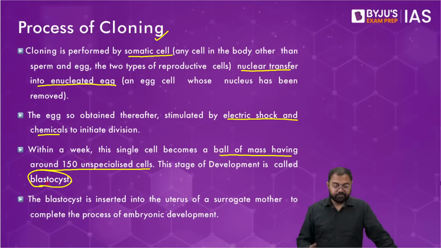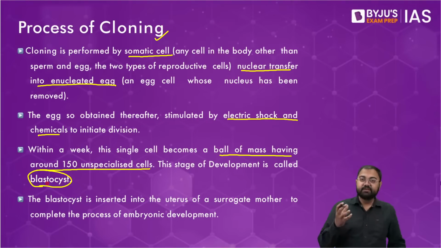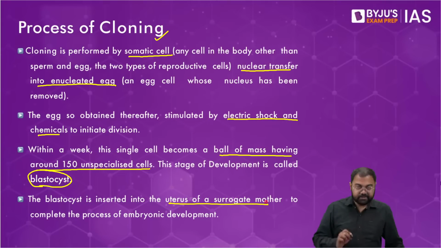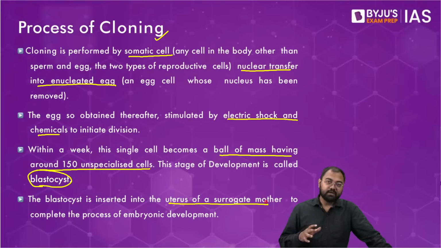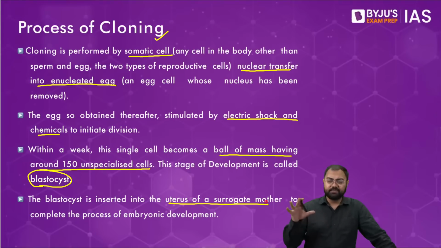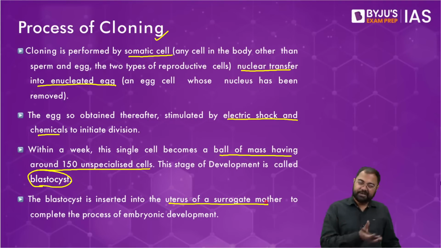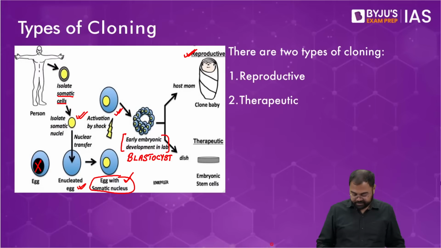And from there on, if we need reproductive cloning, then in that case it will be inserted inside the uterus of a surrogate mother. And if we need to just use these cells for some kind of medical therapy, then it will be taken to the lab, and from there on it will be used. So in this manner, we see how cloning as a process would be used.